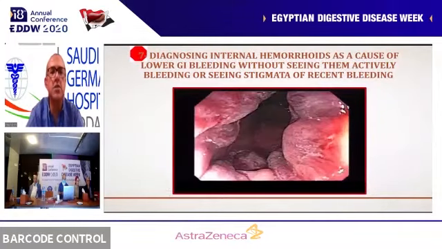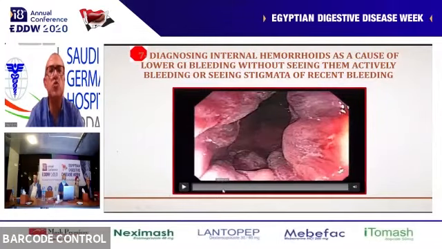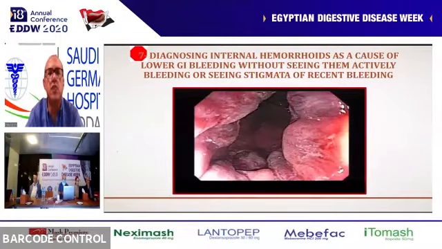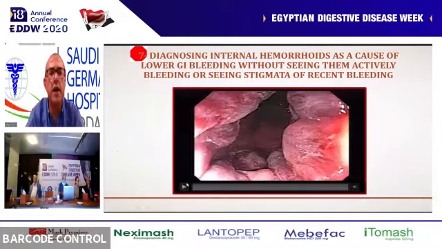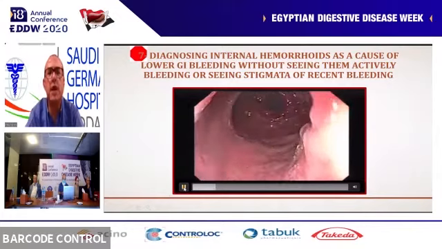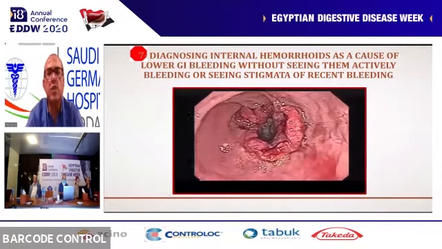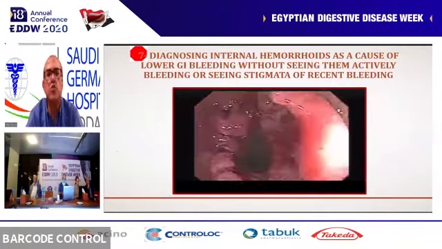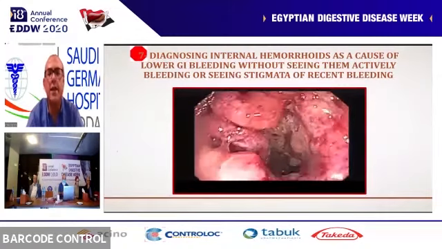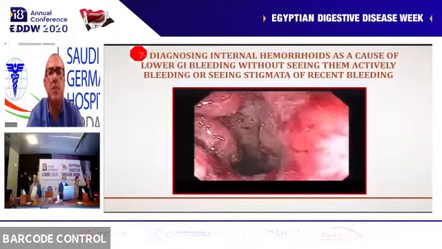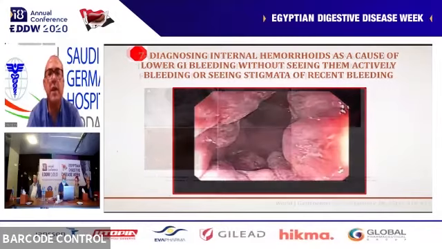Diagnosing piles is common in cases of bleeding. However, you should not diagnose the hemorrhoids as a cause of bleeding unless you see an active bleeding from the hemorrhoids or evidence of recent bleeding. As you see in such a case, we have big piles which can be a cause of bleeding. However, with introduction, we found a circumferential tumor. So don't diagnose piles solely as a cause of bleeding. You may have a proximal lesion, and the colon should be inspected thoroughly.